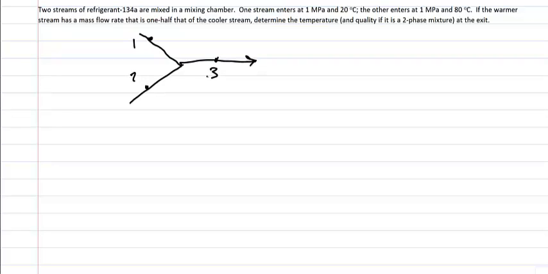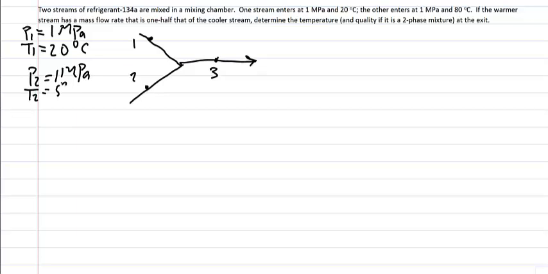Now we're given in this particular problem the thermodynamic state of each of the two inlet streams. So P1 is 1 megapascal and T1 is 20 degrees Celsius. Further, P2 is the same 1 megapascal and T2 is 80 degrees Celsius.